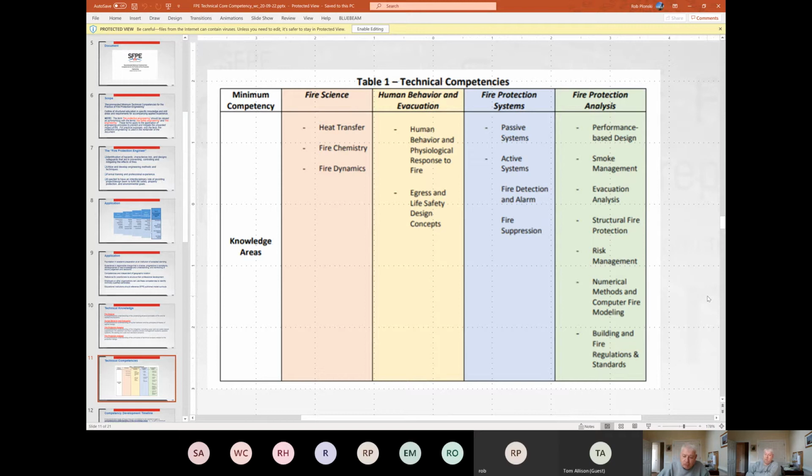Building and fire regulations and standards. This one is your code jockey. Without mincing words, the last one is your code jockey. In a lot of areas where we are as fire protection engineers, we can find ourselves interpreting codes, applying codes, investigating, inspecting, providing assessments of, and working through our building and fire regulations and standards as they're applied per the requirements of that jurisdiction. That's what this element, this bullet, is meant to capture. Okay, next slide.